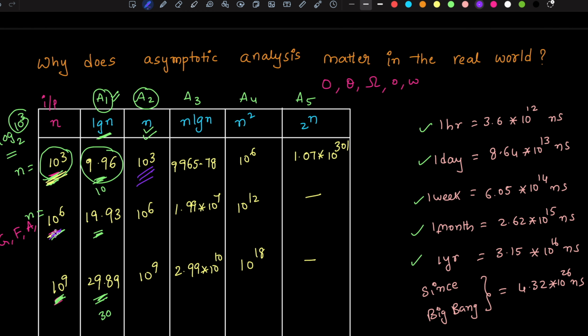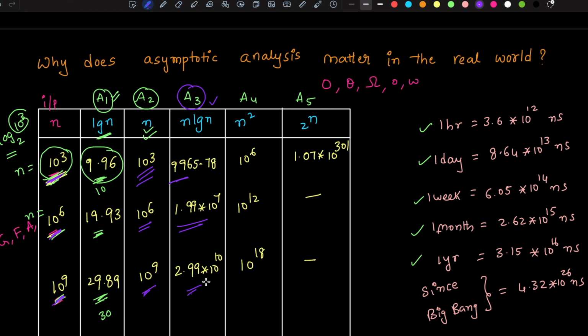If my value of n is equal to 10 power 6, it requires 10 power 6 operations. And if my value of n is equal to 10 power 9, we require 10 power 9 operations. For an algorithm A3, which takes the time of order of n log n, when my value of n is equal to 10 power 3, how many operations are required? We require 9965 operations. Similarly, for n equal to 10 power 6, we may need 1.99 into 10 power 7 operations. And when n is equal to 10 power 9, we may require 2.99 into 10 power 10 operations.